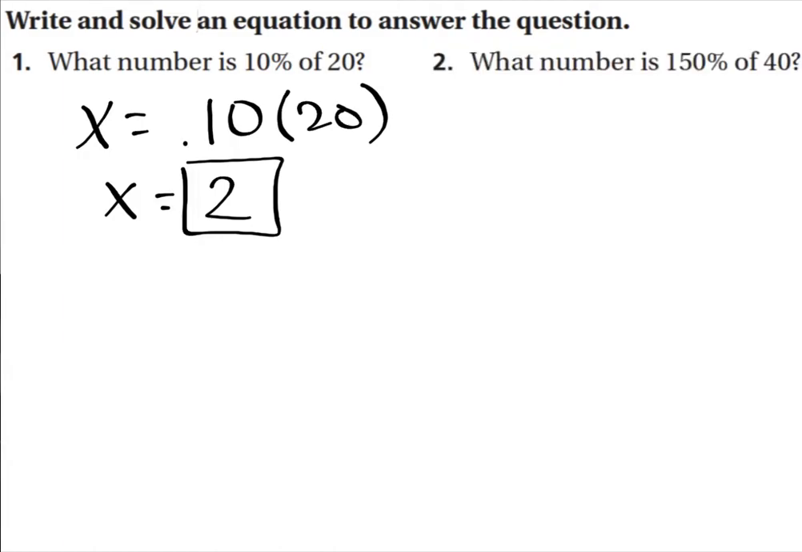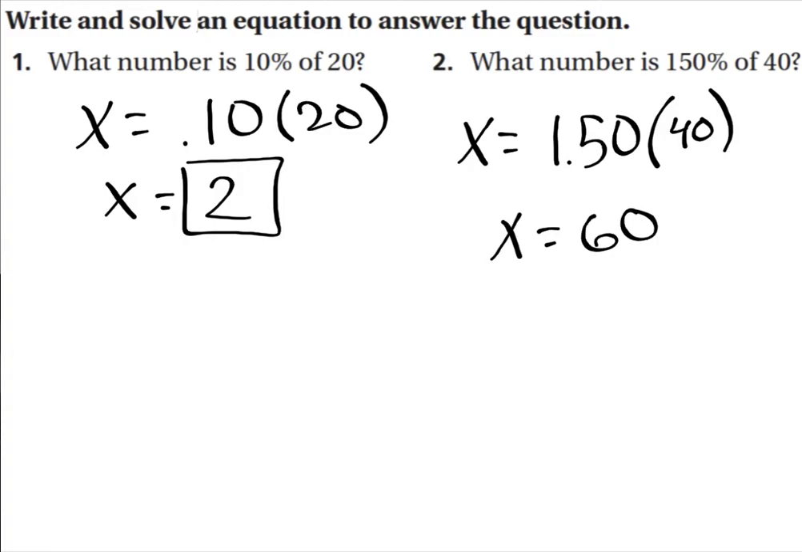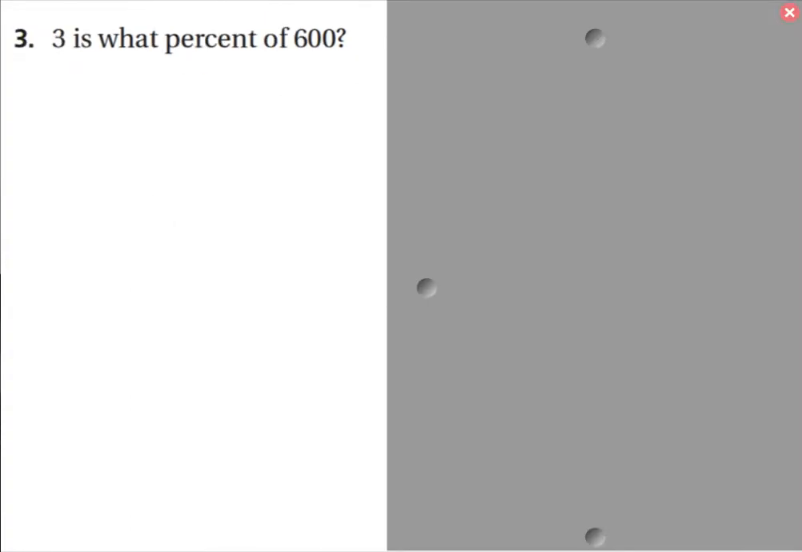What number is 150% of 40? Well, what number is 150% is going to be 1.5 times 40. When you calculate that out, it comes out to be 60. So 60 is 150% of 40.